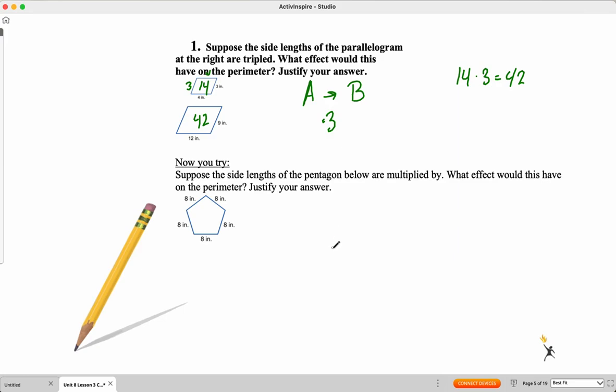What about for a pentagon? Now, this one I didn't specifically leave the idea because I want to put a new idea in. What if it's half the size? What if figure A is larger than figure B? What effect would that have on the perimeter? Pause the video and write down what you think. All right. So from figure A to figure B, it's half smaller, so it's going to be half the perimeter, half the length of the perimeter.